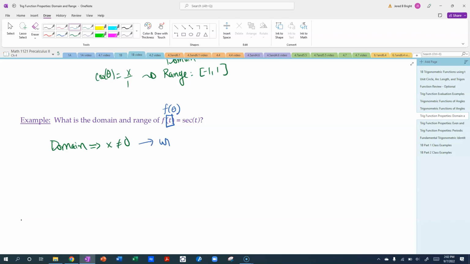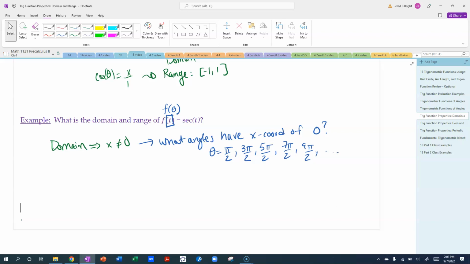This is asking the question, what angles have an x-coordinate of 0, okay? So then I would have to go to my unit circle, look at that, and it actually ends up being the case that theta equals pi over 2, 90 degrees, has an x-coordinate of 0. 3 pi over 2 does as well. And then if you keep going, 5 pi over 2, 7 pi over 2, 9 pi over 2, you start to see the pattern here, so on and so forth. And it also goes in the negative direction.